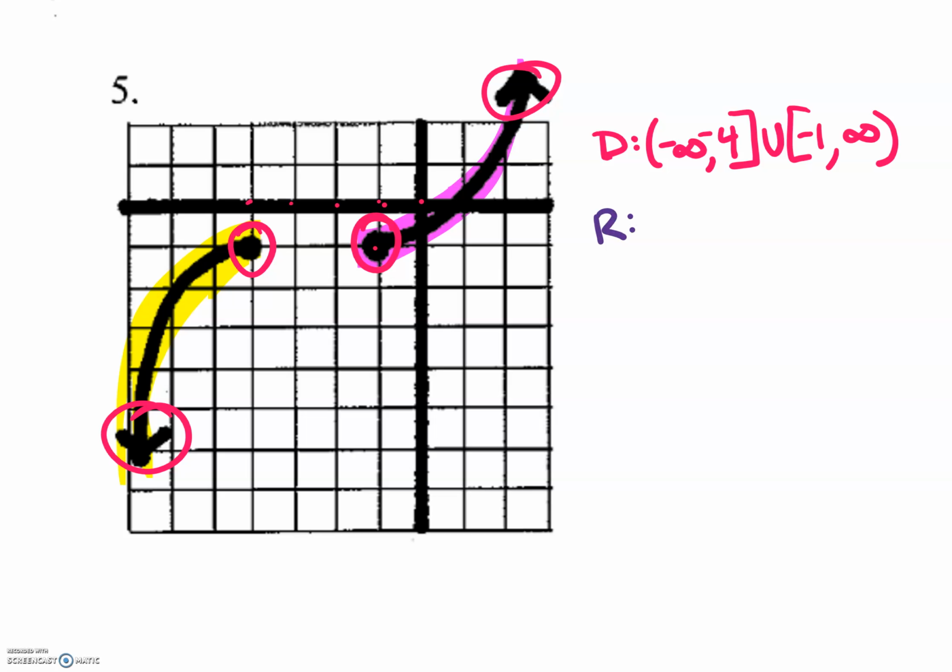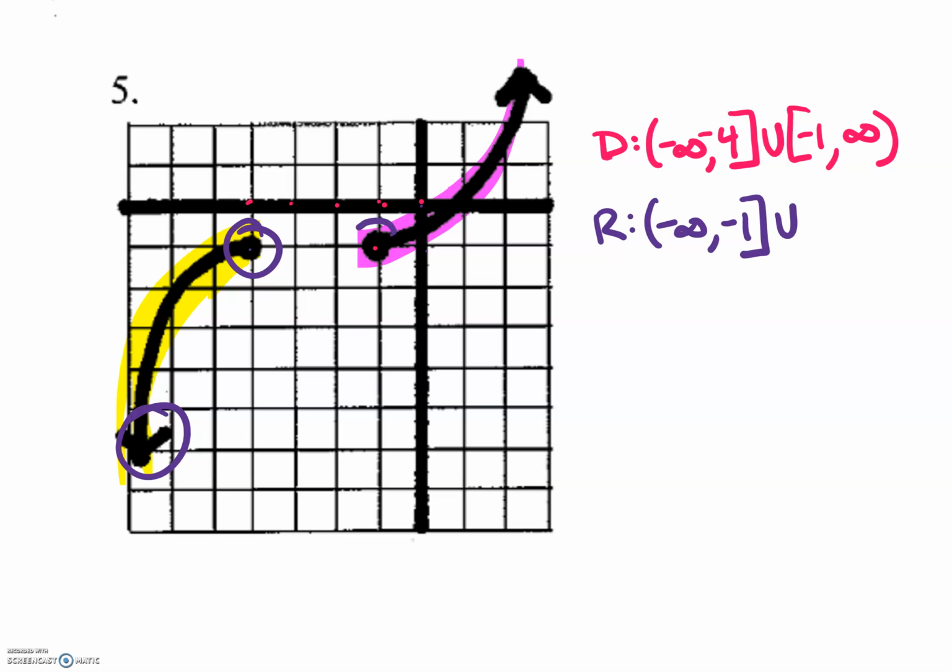Now let's take a look at my range. So what piece goes the lowest? The lowest is this yellow piece. So notice, is that arrow pointing up or down? It's pointing down, so it's going to be -infinity. Where does that yellow piece stop? It stops right there. So if I count from the origin, that would be down 1. So that's going to be -1. Again, it's going to have a bracket because it's closed.